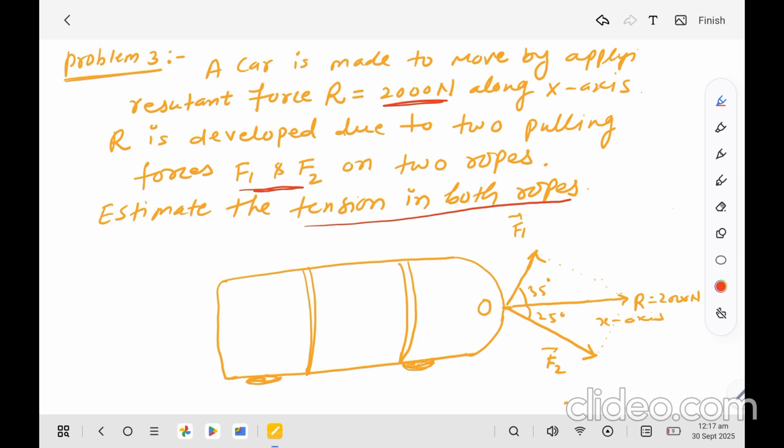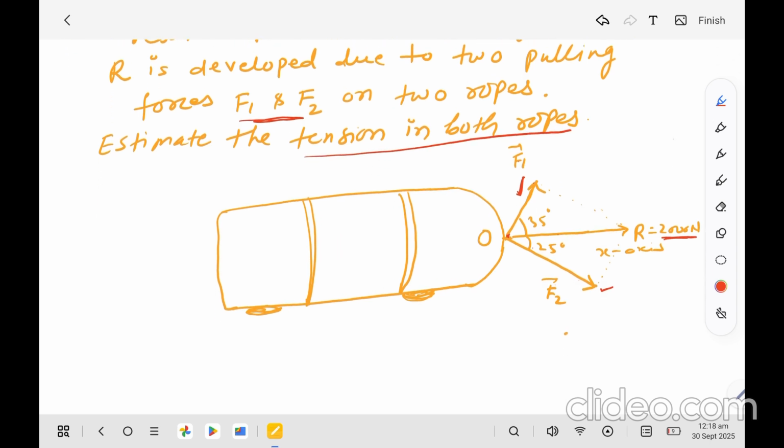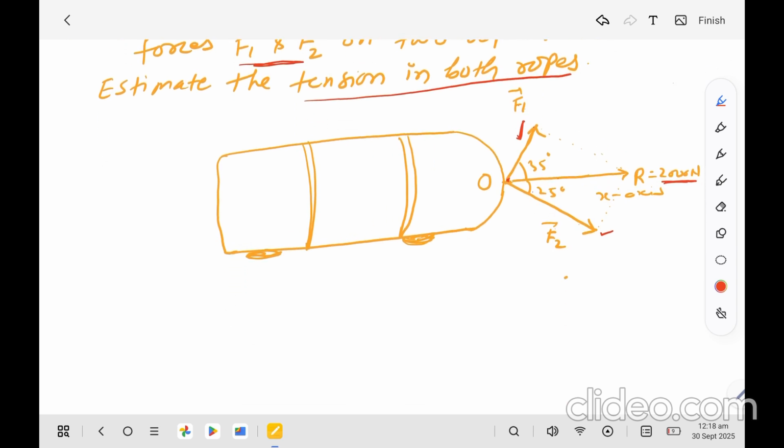Okay, so this is one rope and this is the second rope, F1 and F2. There are two tensions in these ropes, and this is the resultant R which is acting along the x-axis. The magnitude of the R is 200 Newton. Okay, so angle of R with F2 is 25 degree, angle of R with F1 is 35 degree. Now we have to estimate the tension F1 and F2 in these ropes.